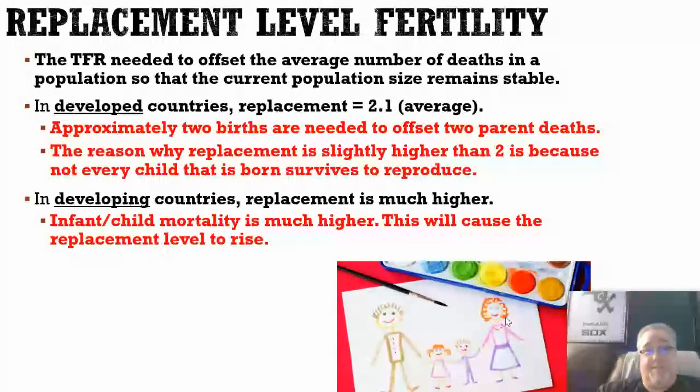So the bottom line is, in a developing country, the replacement level fertility is generally higher than 2.1. It depends on the country, but it might be 2.5, 2.8, 3.1, depending on, again, the country that we're talking about. But what I want you to know is that in developing countries, it is higher than 2.1. That's what it is in the US and developed countries, but in developing countries it's going to be higher than that because their infant mortality rates are much higher.